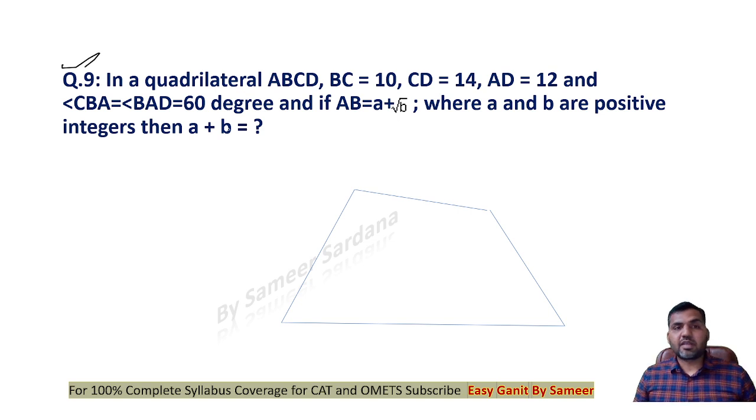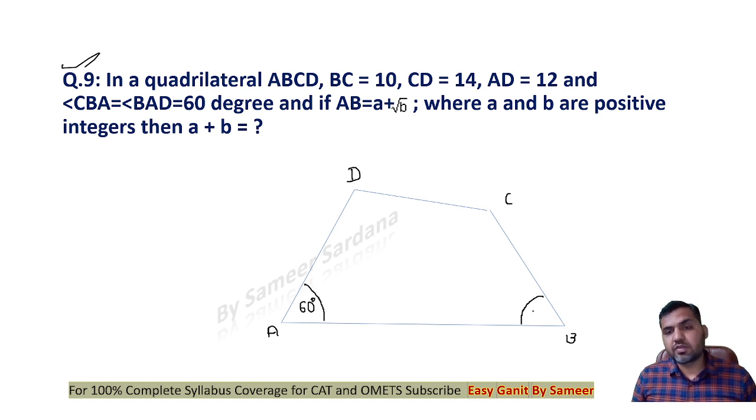Now let's have a look at question number 9. It says that in a quadrilateral ABCD, BC is 10. Angle CBA and angle BAD are equal to 60 degrees. Let's say that this is A, this is B, this is C, and this is D. It's given that the value of angles CBA and BAD, both of these two angles, are equal to 60 degrees, right?